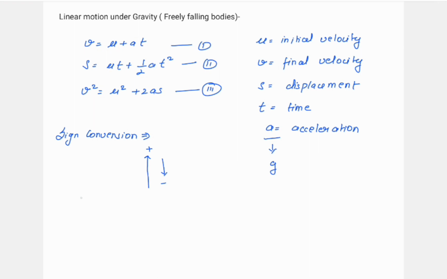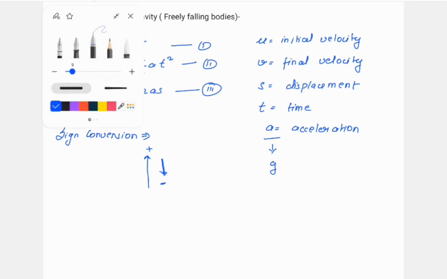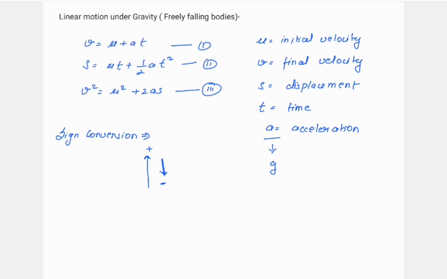Always remember, if the velocity is in an upward direction, I'm going to take it as positive. If the displacement is like this, from here to here I have moved, I will take positive. Whatever value I take in an upward direction, I will take as positive, and whatever is moving downward, I will take as negative. This is the sign convention, and it is very important while solving the numericals of linear motion under gravity.